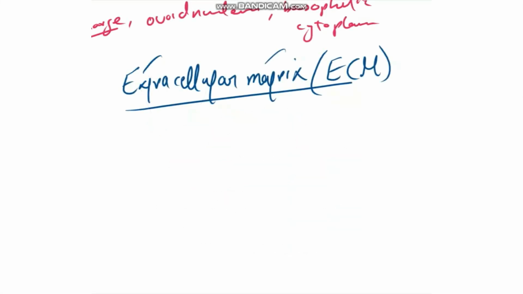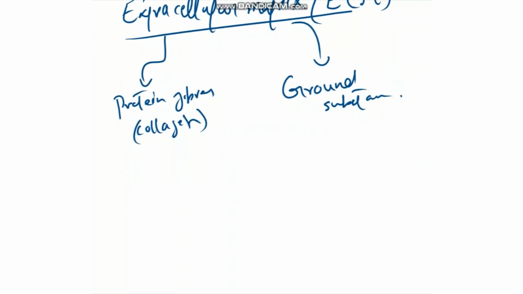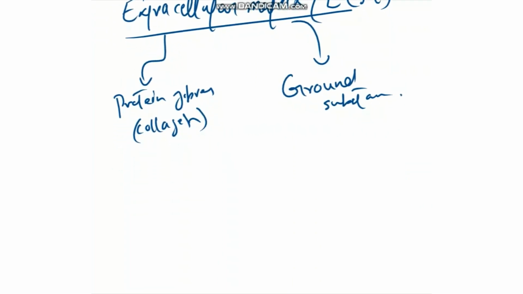So we discussed that the extracellular matrix consists of protein fibers, such as collagen, and ground substance. And this ground substance may contain glycosaminoglycans, proteoglycans, and stuff like that. So protein fibers, we're going to do these first: what protein fibers the ECM may contain, and how they're formed and what forms them.